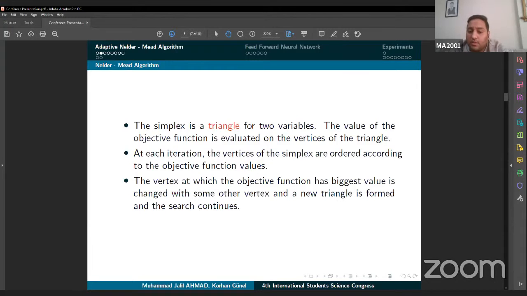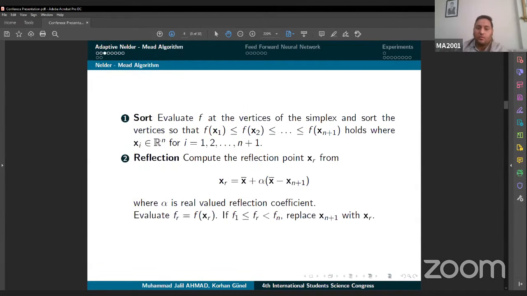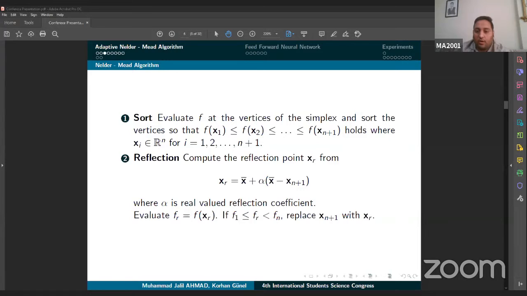The vertex with the biggest value will be called the worst vertex, and as we are doing a minimization problem here, the vertex with the least value will be called the best vertex. So without further delay, let's take a look at how the algorithm works. On the first step, we are evaluating our function, as I said earlier, on the vertices of our simplex. And according to those values, we will order our points like this.